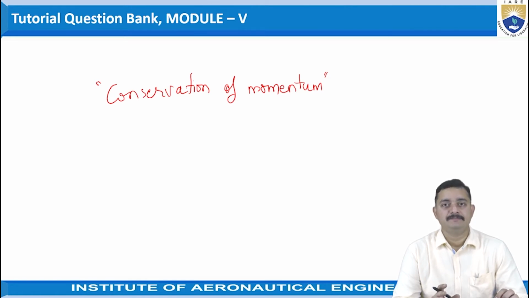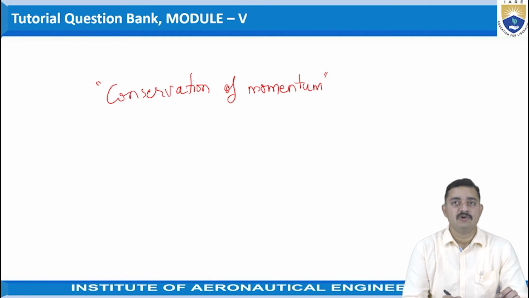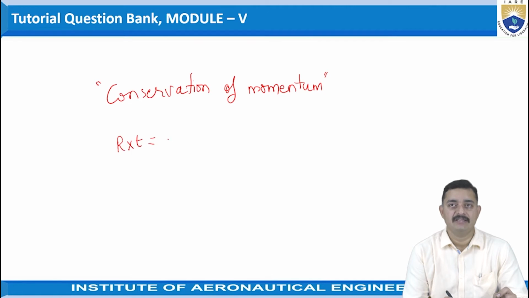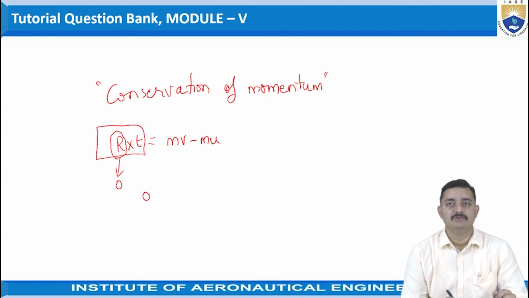For this to happen, the resultant in the system needs to be zero. So simply we can say that the momentum in the system is treated as conserved when there is no resultant, that means the resultant force is zero. As per the impulse momentum equation which we have taken, R into T is equal to mv minus mu. If the resultant force is zero, then what happens? The entire LHS becomes zero. So we can write 0 is equal to mv minus mu.